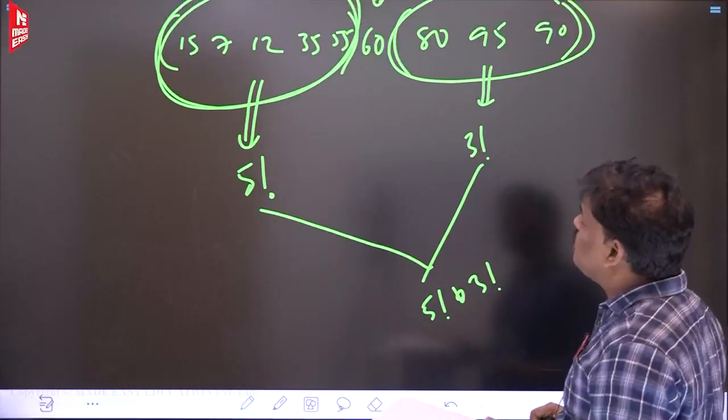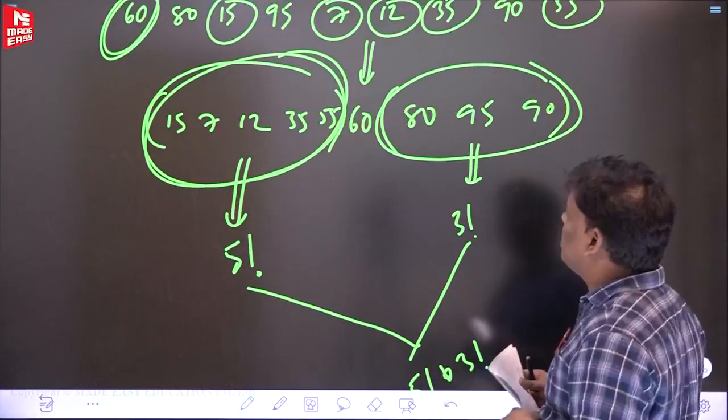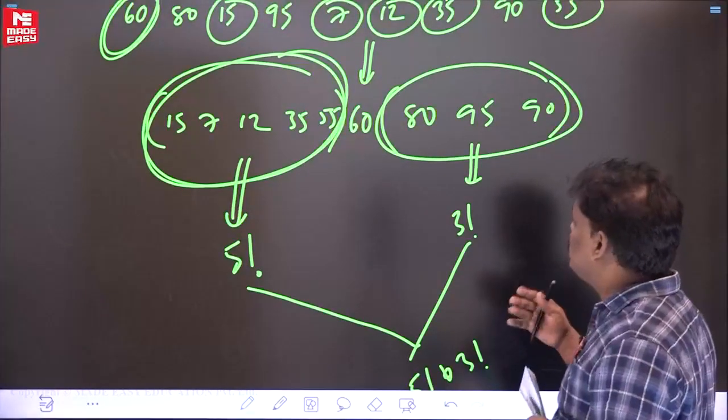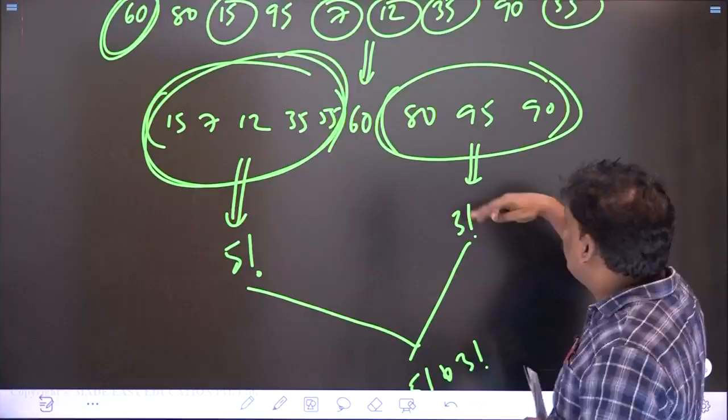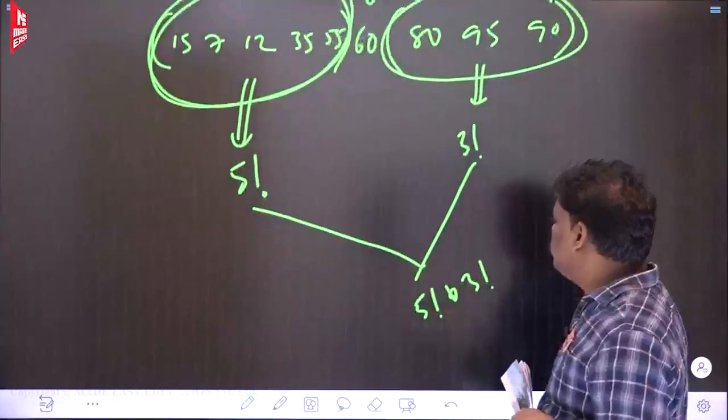Preserving the first pass of the partition algorithm. What is the answer? If you apply the first pass of the partition algorithm, the pivot element will go to its correct place. Less than pivot, all will go to one side. Their order may change. More than pivot, all will go to the right side. Their order may change. So 5 factorial into 3 factorial.